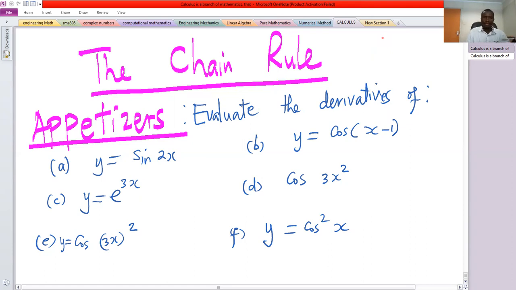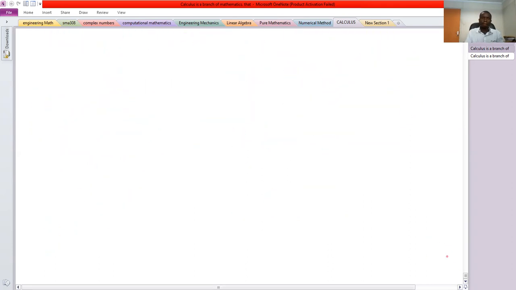Here are a few appetizers for us to solve using chain rule. So let's solve one by one. So A is y given by sine 2x.